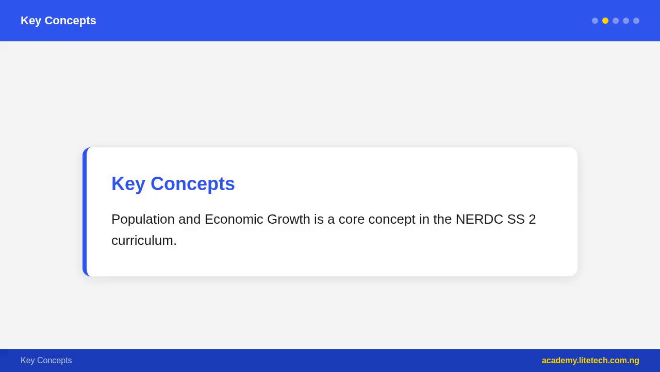Subheading: Optimum Population Theory. The optimum population is the size at which output per head, GDP per capita, is maximized given current technology and resources. Below the optimum, more people increase output per head; this is underpopulation. Above the optimum, each additional person reduces output per head; this is overpopulation.